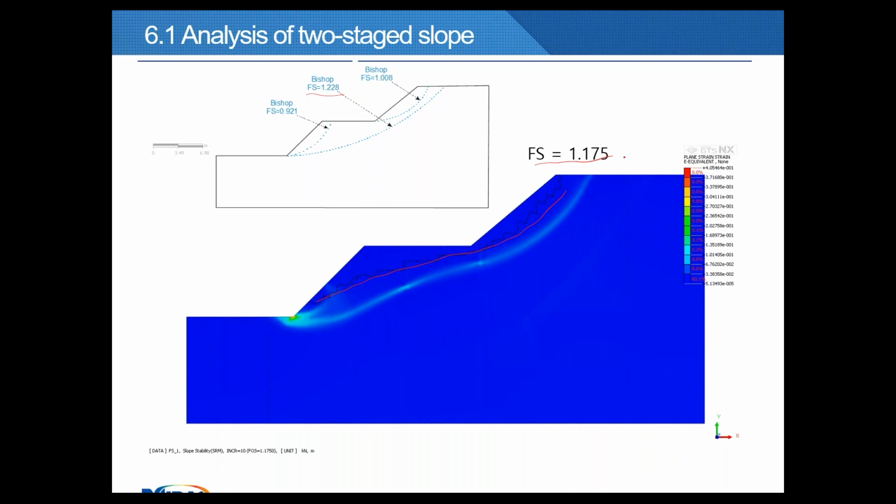But you can see that the shape is not like in Bishop. This is very important: the shape in numerical analysis is not circular, like in many programs in the limit equilibrium method, but goes to the lowest value of factor of safety.